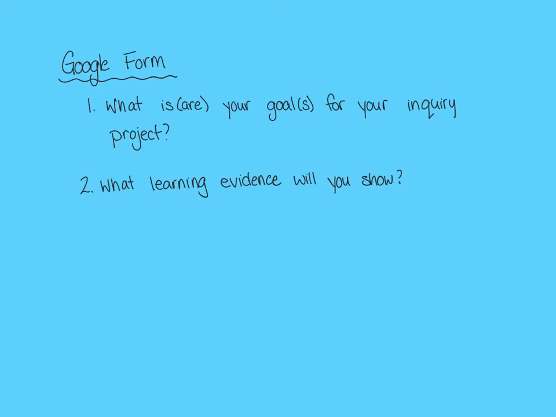I will attach a Google form to this assignment, and so there'll be 2 questions on it. The first one is, what is or are your goals for your inquiry project? So these can be as simple or as complex as you would like, as concrete or abstract. It could just be a reiteration of your essential question. And the second part will be asking, what learning evidence will you show? So you should have at least 2 types of learning evidence. Like you should at least have notes and something else of that processing part. And we'll go through what an inquiry journal is going to look like later.